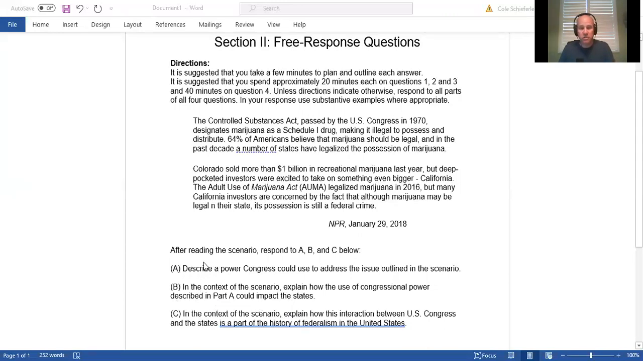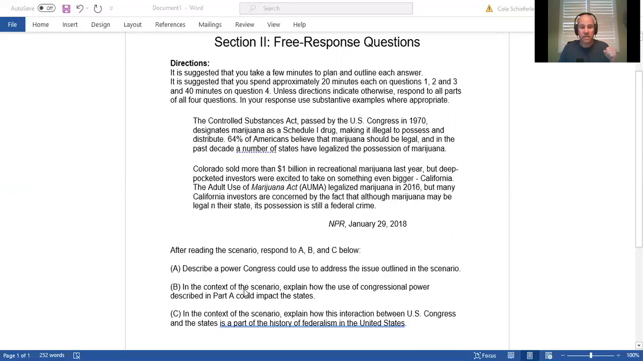So we circled describe, and it says describe, underline, a power that Congress could use to address the issue. So they want you to describe a power Congress could have to fix the issue up here. Okay, so you're basically going to reword that in your own head. We'll get back to the best friend analogy in a little bit. Describe what Congress could do about this. That's what it's asking you to do.